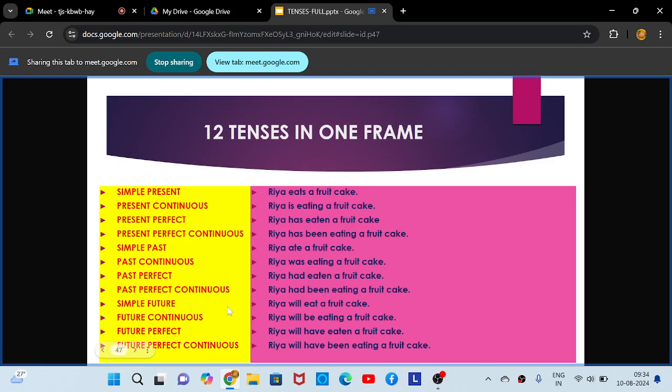Next is simple future. Ria will eat a fruit cake. In future continuous you have Ria will be eating a fruit cake. In future perfect you have Ria will have eaten a fruit cake. And in future perfect continuous you have Ria will have been eating a fruit cake. Nothing, you just have to learn all the structures by heart. Okay, once you learn all the structures by heart, then definitely you can convert this.